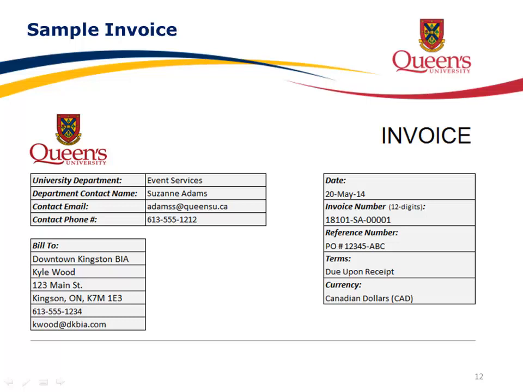Just below this section, in the Bill To section, the customer's name and contact information is entered. In this case, the Downtown Kingston Business Association, in care of Kyle Wood. The business address and telephone number and Mr. Wood's email address is included. In the top right section, the date, the 12-digit invoice number, the reference number, the terms, and the currency are all completed by Ms. Adams.